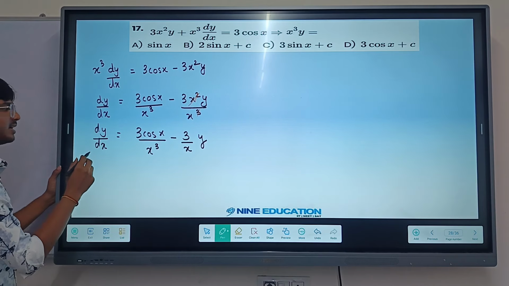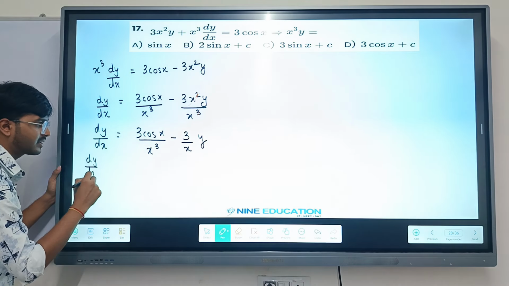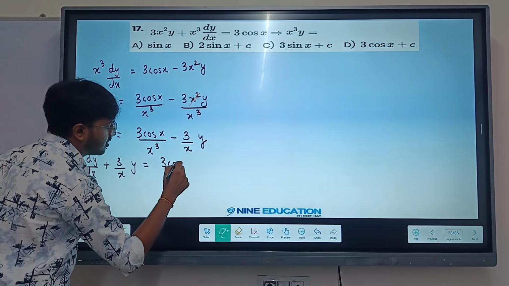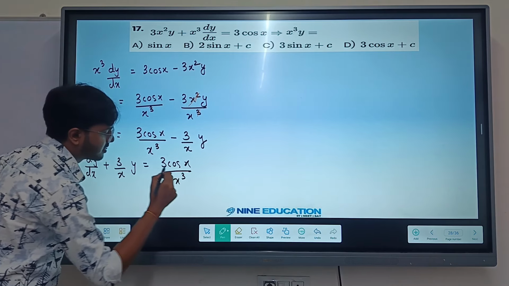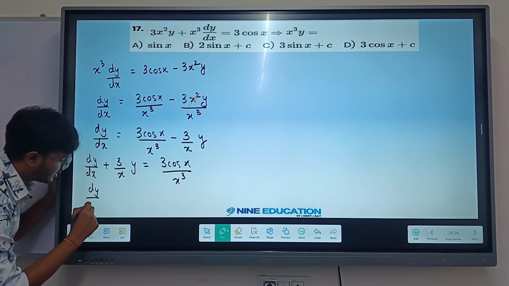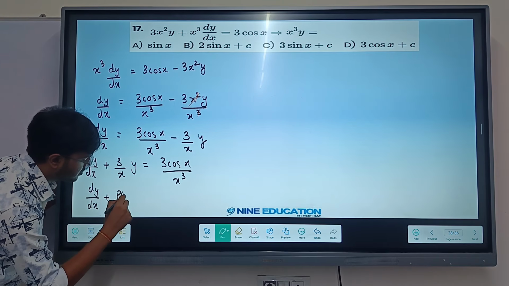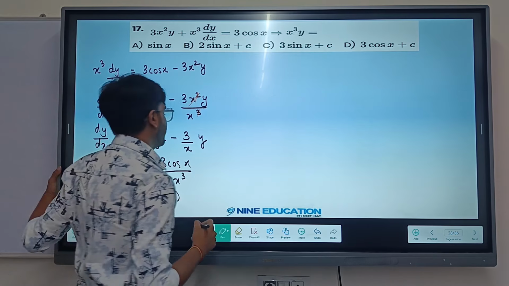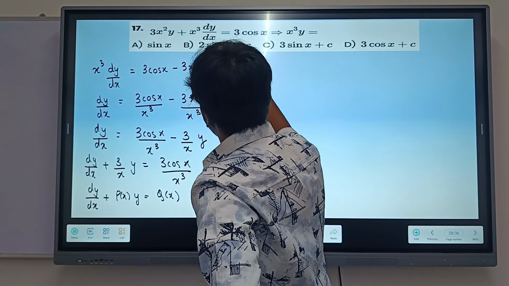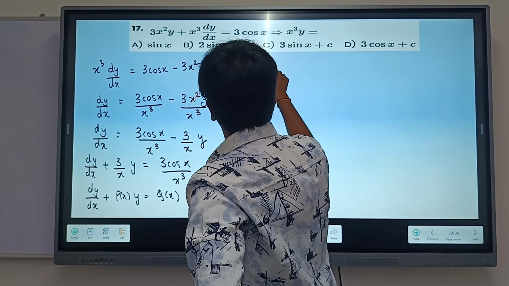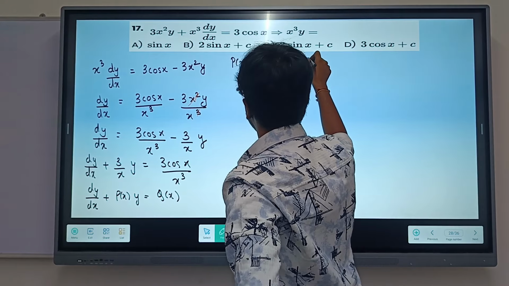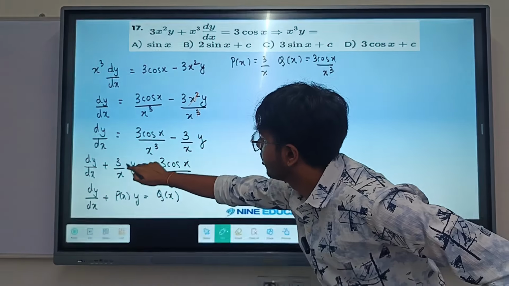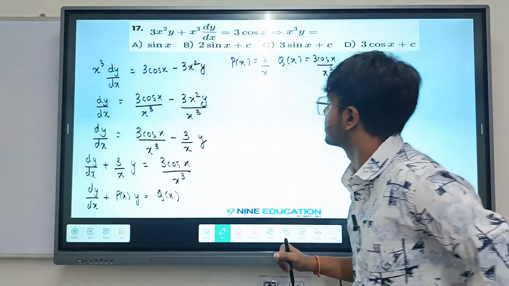I'll take this part here. What will I get? dy by dx plus 3 by x into y equal to 3 cos x by x cube. It is looking like a linear differential equation: dy by dx plus p of x into y equal to q of x. If you compare this, I'll get p of x as 3 by x and q of x as 3 cos x by x cube.